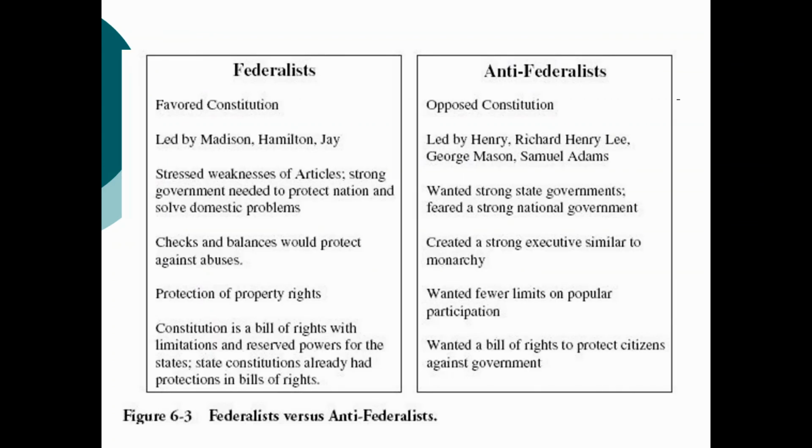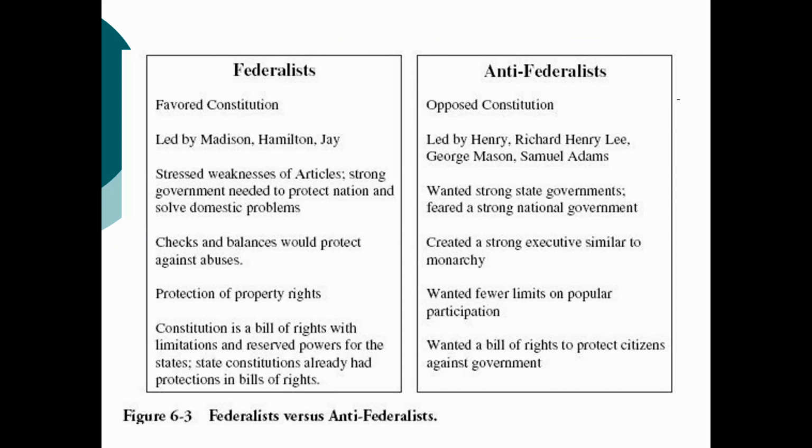And this shows some of the different beliefs of the Federalists and the Anti-Federalists. Federalists favored the Constitution, Anti-Federalists opposed it. What were their arguments? The Federalists argued how weak the Articles of Confederation were. We need a strong government. They wanted checks and balances. They wanted to protect property rights. Eventually, the Federalists will support a Bill of Rights in order to get the last states to support them.